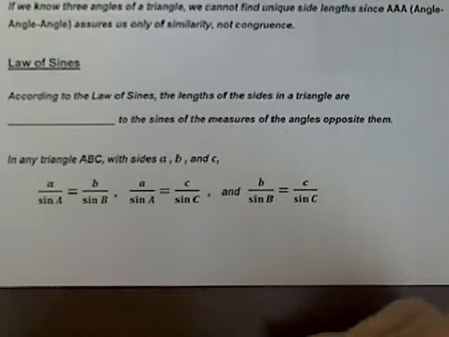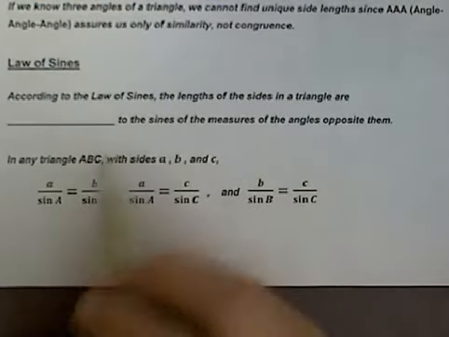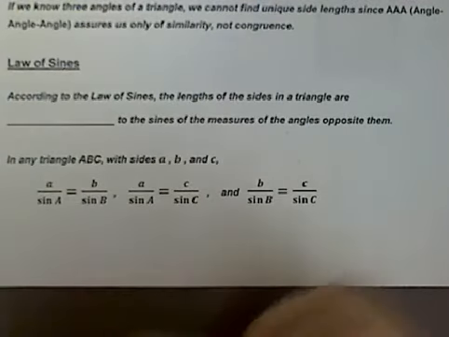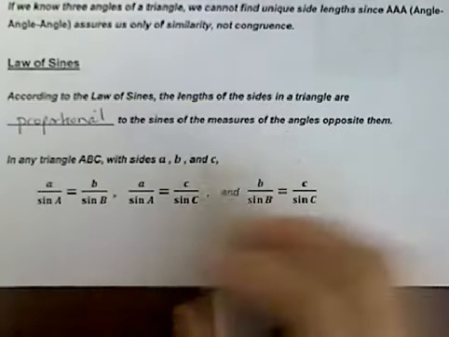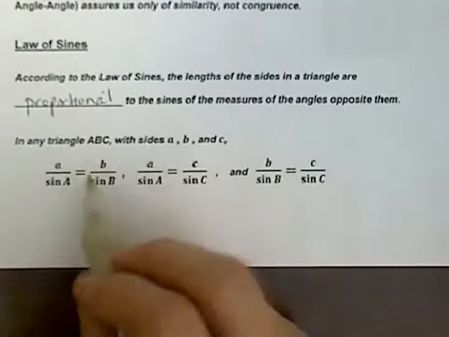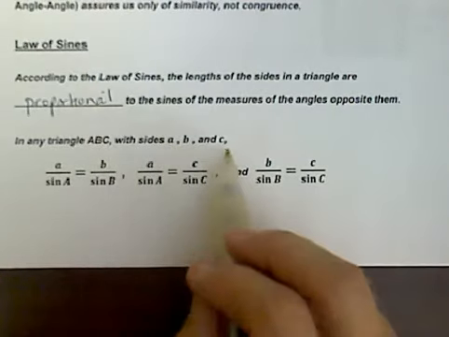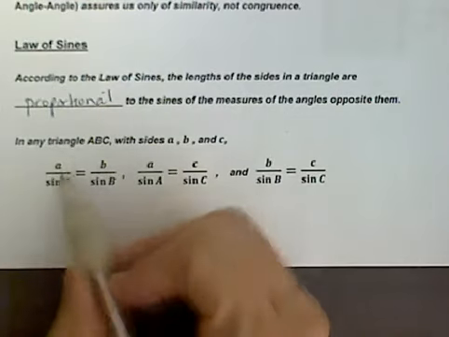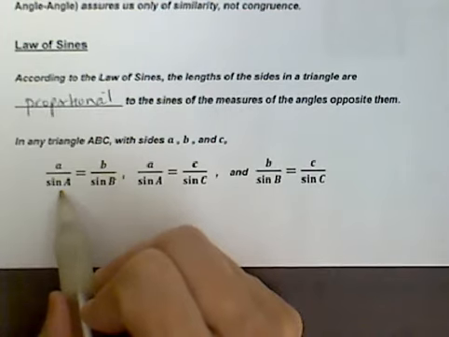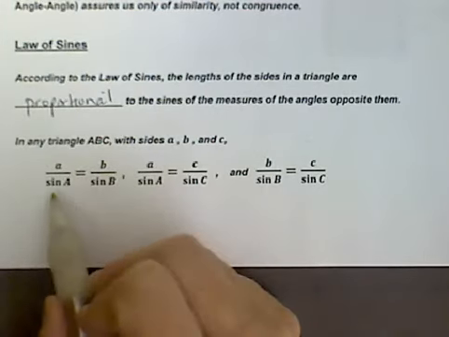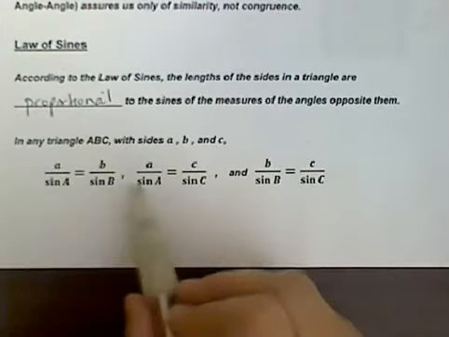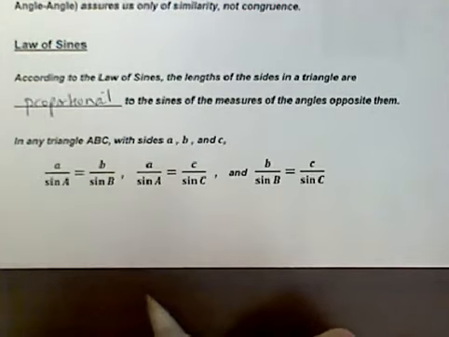Now here's a formula that we're going to use to solve a lot of these triangles. This is called the law of sines. What this says is that the lengths of the sides in a triangle are proportional to the sines of the angles opposite the sides. If you have sides A, B, and C and angles A, B, and C, then we can write ratios that have the side and the sine of its corresponding angle. For example, A over sine of A equals B over sine of B. You can do this with any 2 of the sides and their corresponding angles.